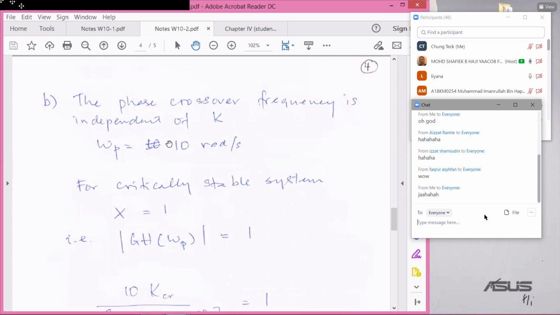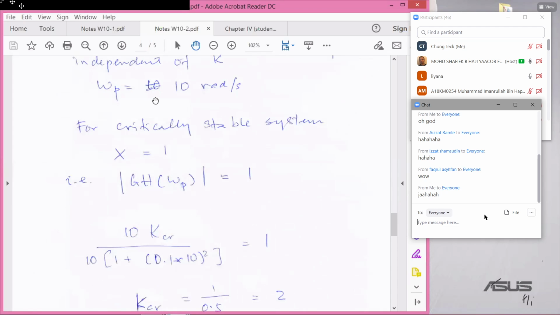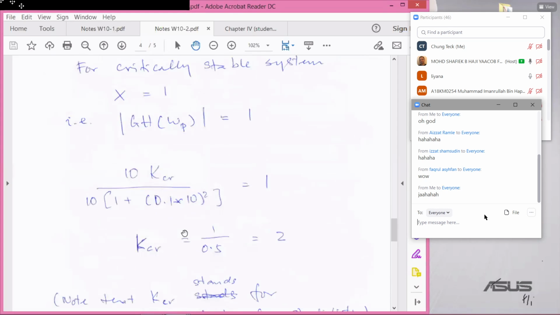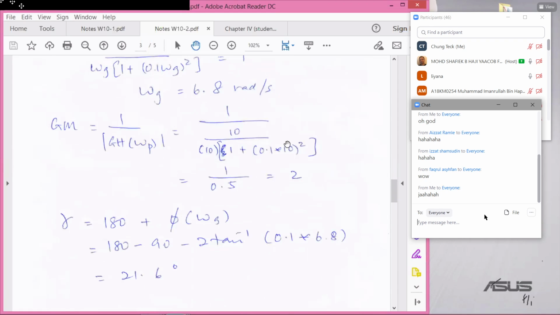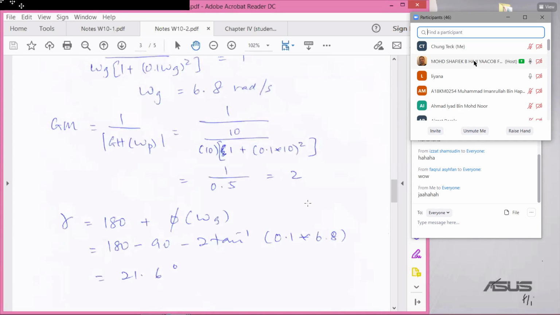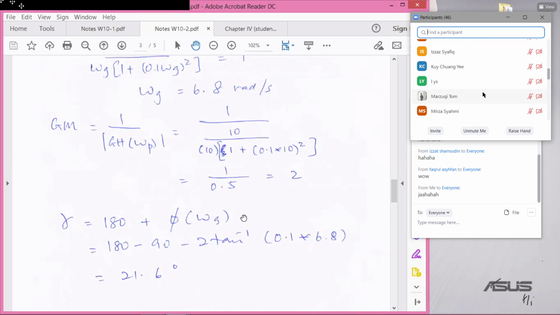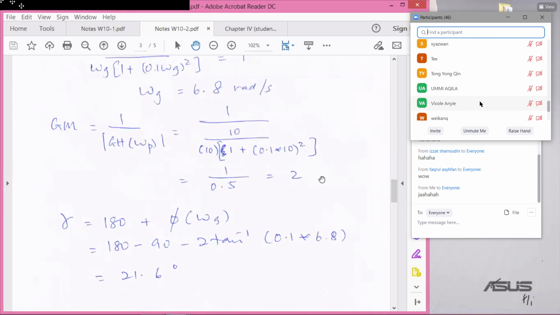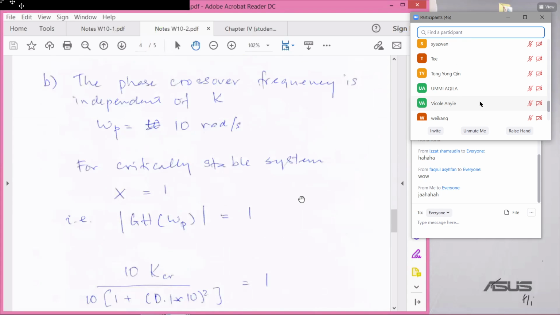So your phase crossover frequency is 10. So the critical gain for stability is when x is equal to 1. So you substitute this phase crossover frequency in your gain, and then you can now compute the critical gain for stability, which is equal to 2. So your phase margin will tell you how much you can multiply your magnitude before you reach instability. So the critical gain before instability is equal to 2.